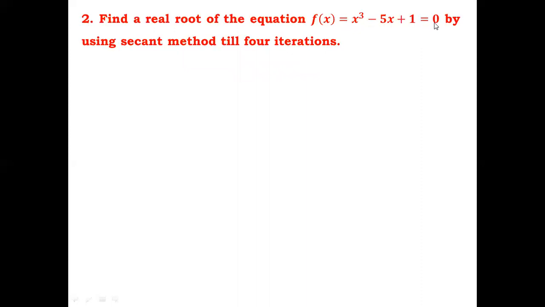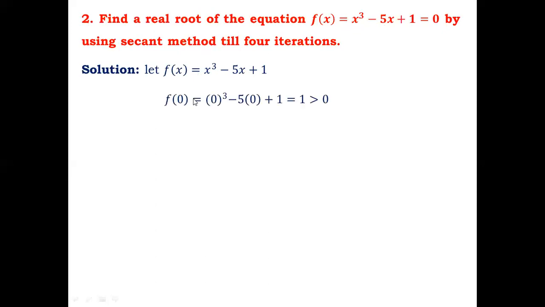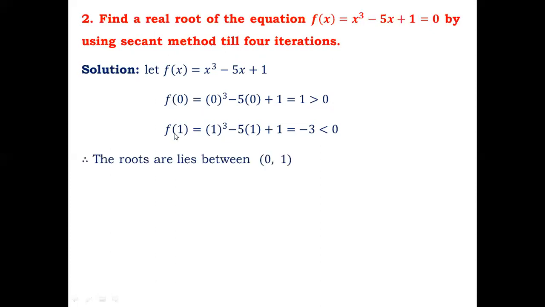minus 5x plus 1 equals 0 by using the secant method till 4 iterations. Solution: let f of x equal x cube minus 5x plus 1. Then find f of 0. That is 0 cube minus 5 into 0 plus 1, which gives plus 1, more than 0, positive, therefore greater than 0. f of 1 is 1 cube minus 5 plus 1, that is 2 minus 5, which is minus 3, less than 0. Therefore, f of 0 is positive, f of 1 is negative. Therefore, the root lies between 0 and 1. So x0 is equal to 0, x1 is equal to 1.